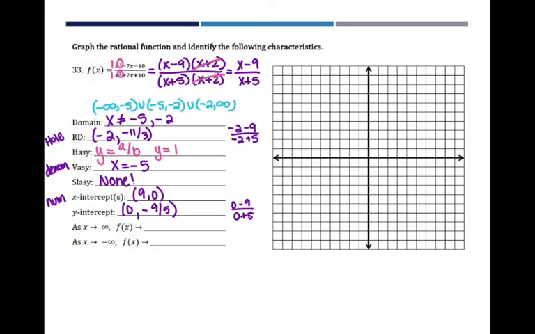All right, let's go ahead and start graphing. I'm going to go ahead and graph my asymptotes. So I have an asymptote at x equals -5. 1, 2, 3, 4, 5.